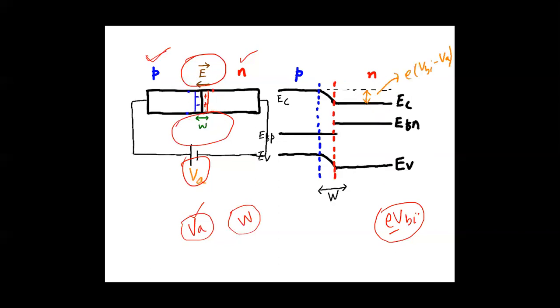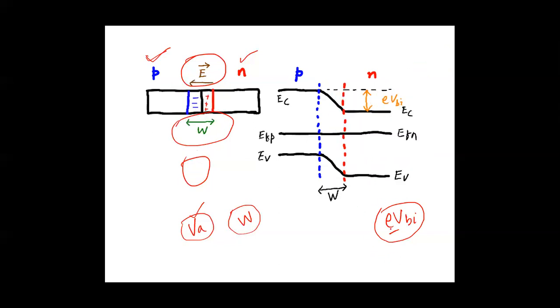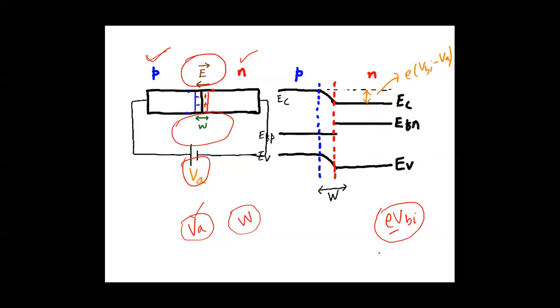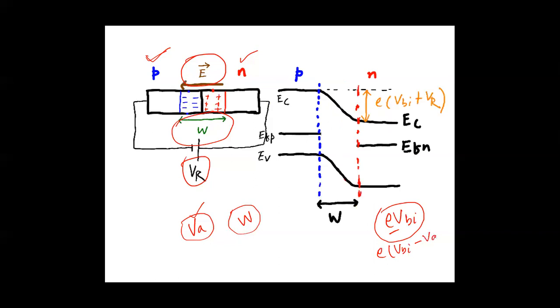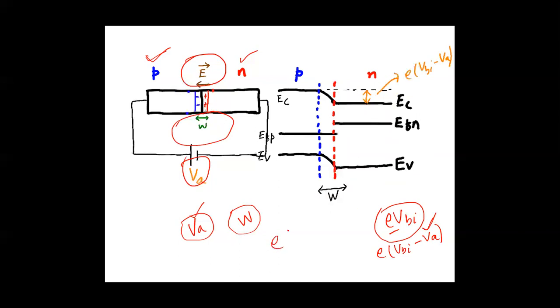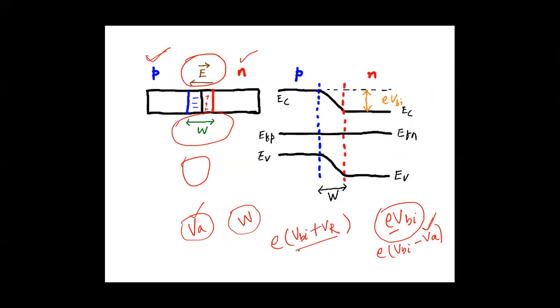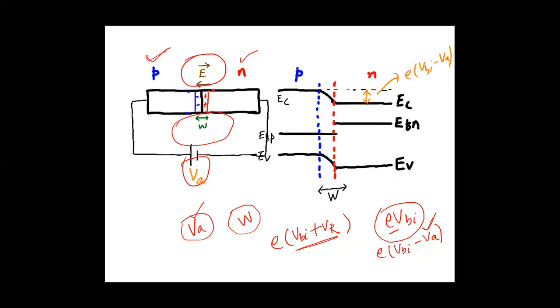Now, when there is a forward bias, as we said, the space charge width will decrease, and the bending becomes e(VBI minus VA), where VA is the applied forward bias voltage. And if you give a reverse bias, then this becomes e(VBI plus VR). So you can see the bending is more in reverse bias. Let us see one by one, so things will be clearer.